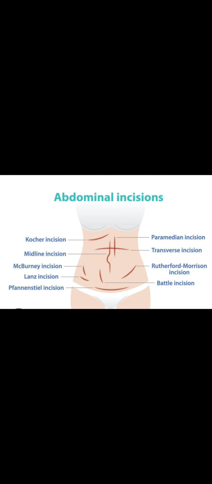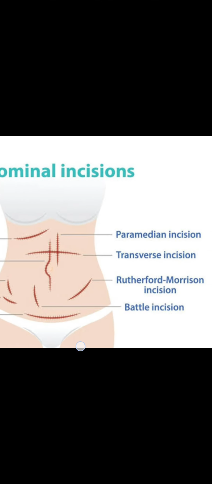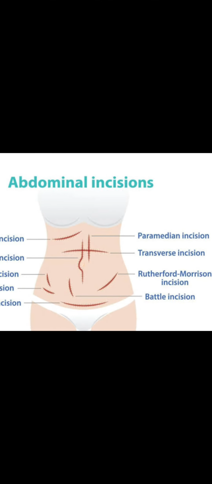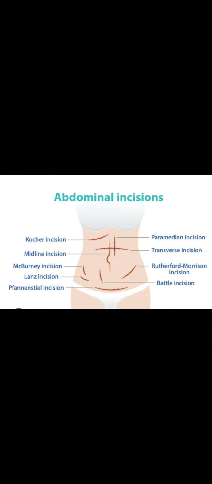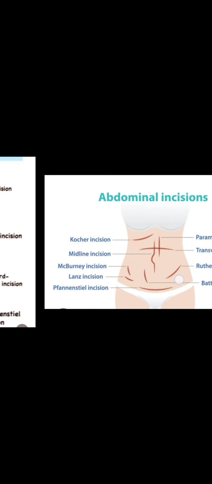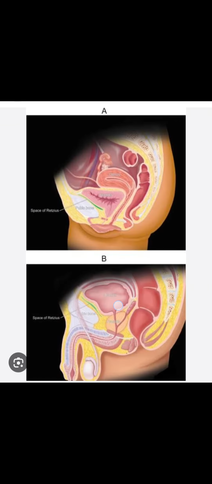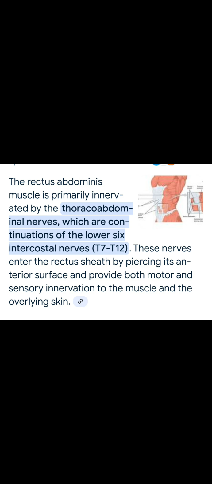Then we have the Battle incision, that is similar to the paramedian incision, but the rectus is displaced medially and thus denervated. Now seldom used. It is not used much. Here we can see the Battle incision. It is also like the paramedian incision, but the rectus muscle is displaced medially. Here we can see the nerve supply of the rectus muscle.